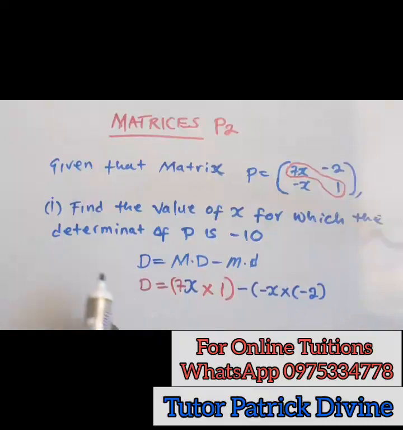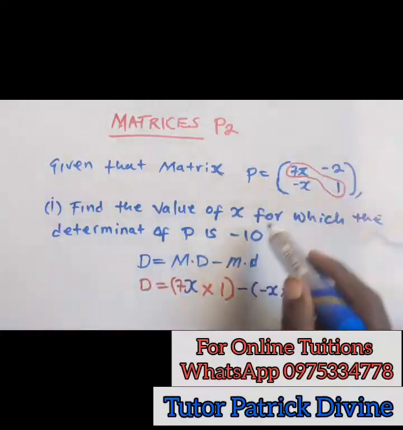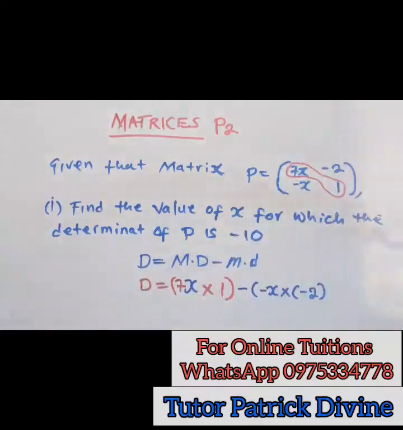Now in the question we have been told that the determinant of the matrix P is negative 10. They have already given us negative 10 as the determinant, so we are putting negative 10 here.